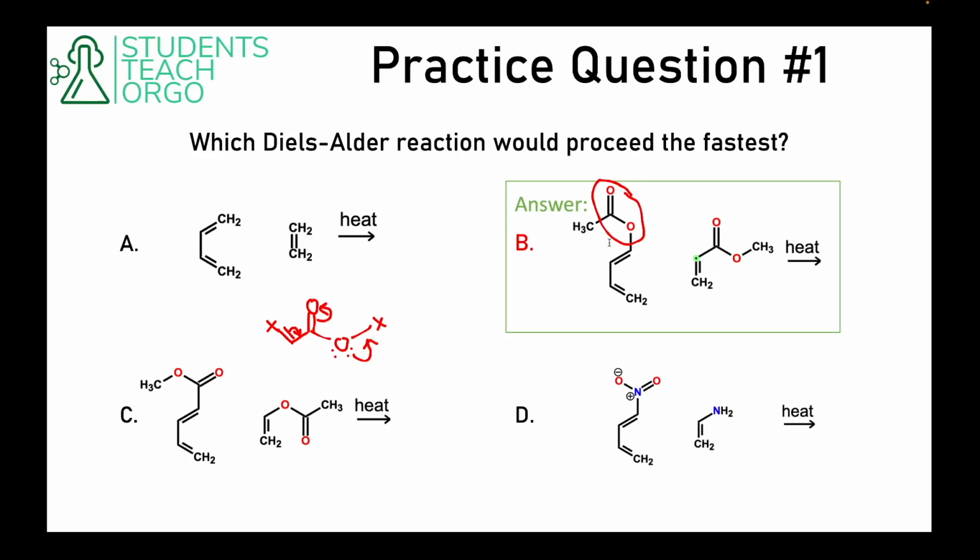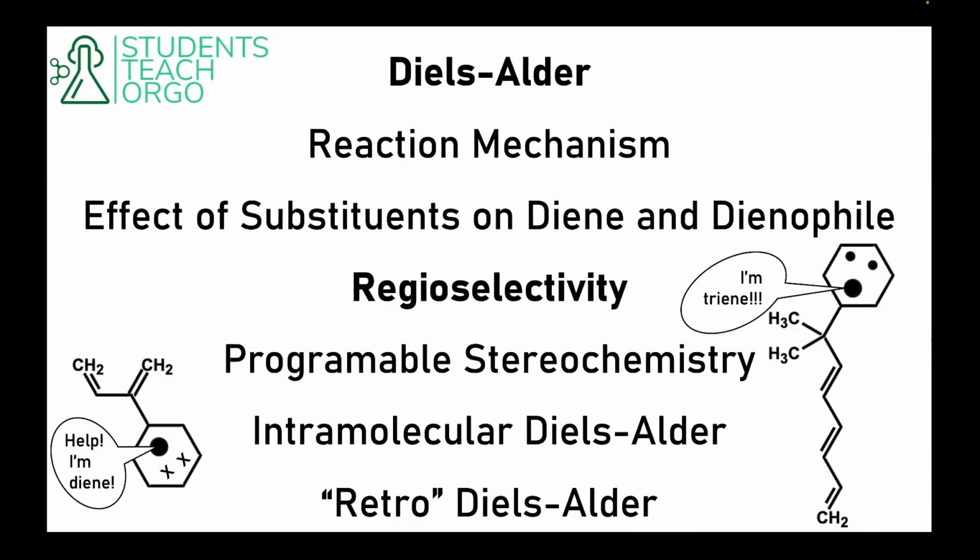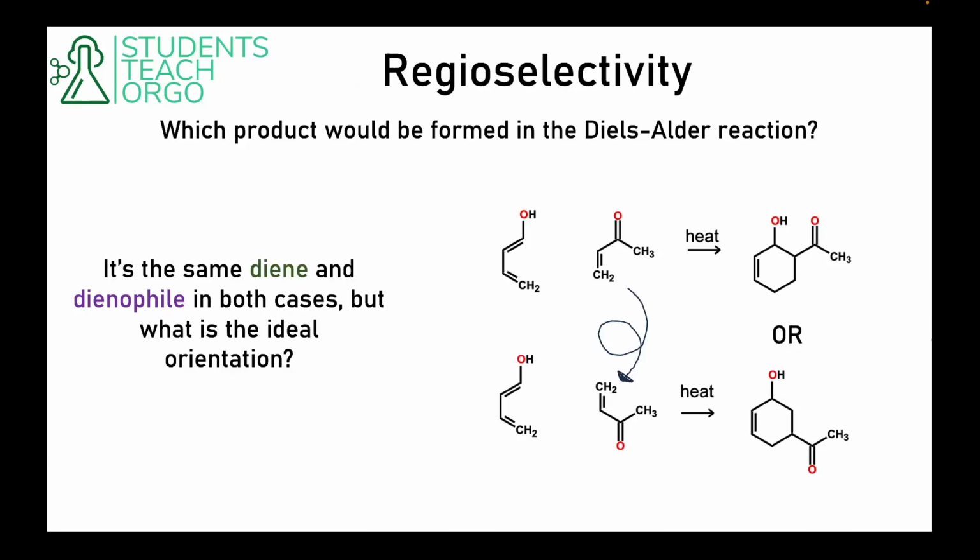So B would proceed the fastest because we have the ester, the oxygen right here, the donating part facing the diene, and the withdrawing part facing that dienophile. Over here you can see I've swapped that. So B would be the fastest, and the other answer choices, right? This is the one with no substituents, so that would be pretty slow. And here, this is a very strong withdrawing group on the diene and a donating group on the dienophile, so that's backwards.